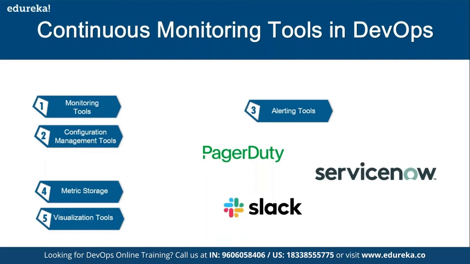PagerDuty is an on-call management system with add-ons for analytics, events, intelligence, and automated incident response. ServiceNow, on the other hand, utilizes automated workflows for ITSM, as well as customer service and business processes. And Slack, on the other hand, lets you consolidate alerts into the same platform you use for group chats and collaboration. Right? Okay.